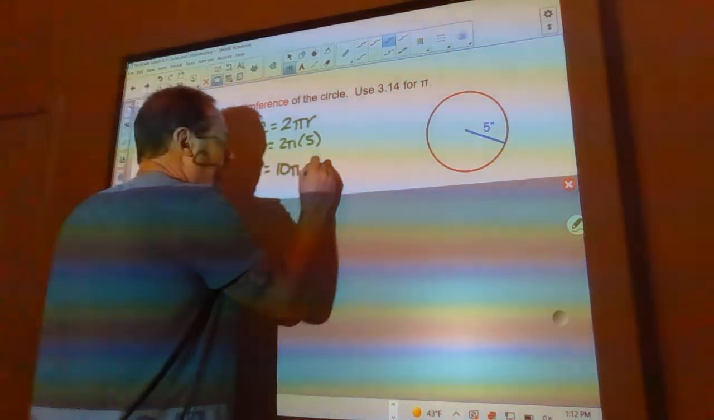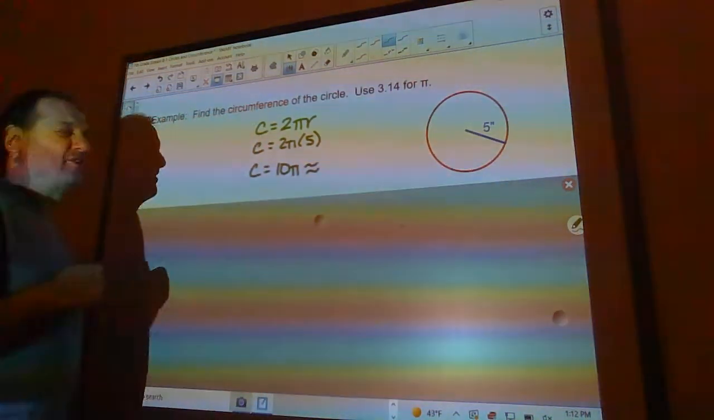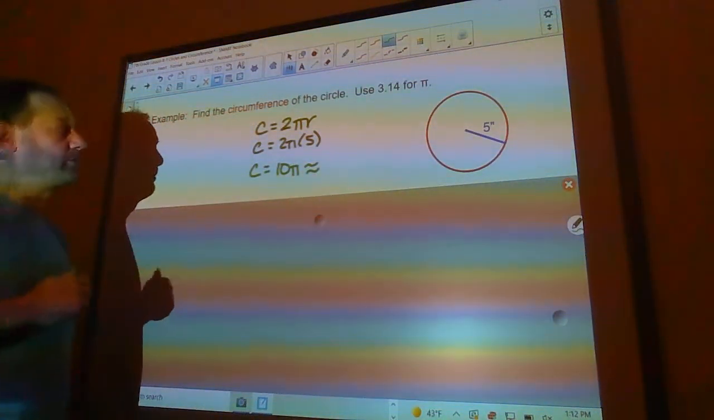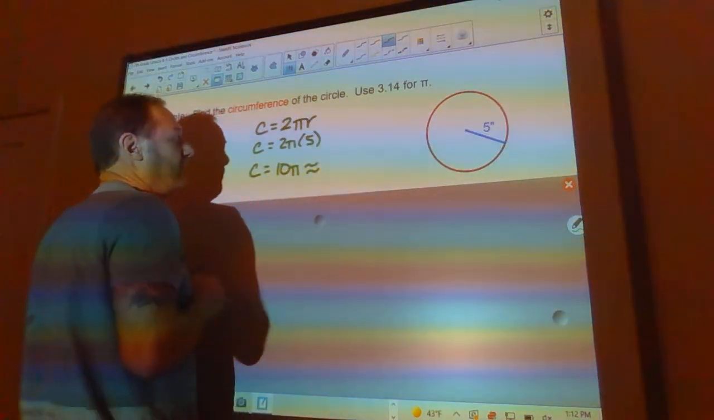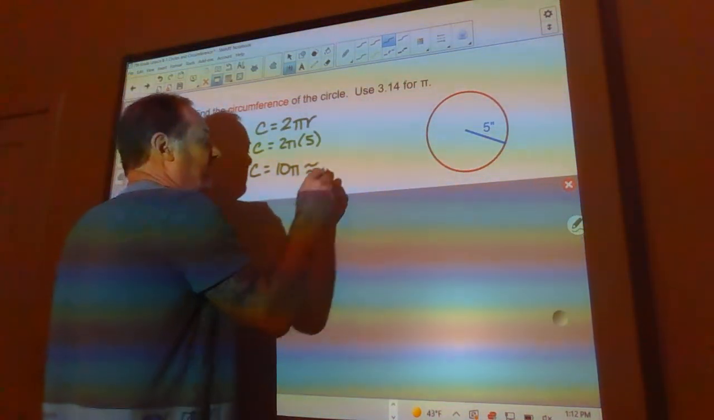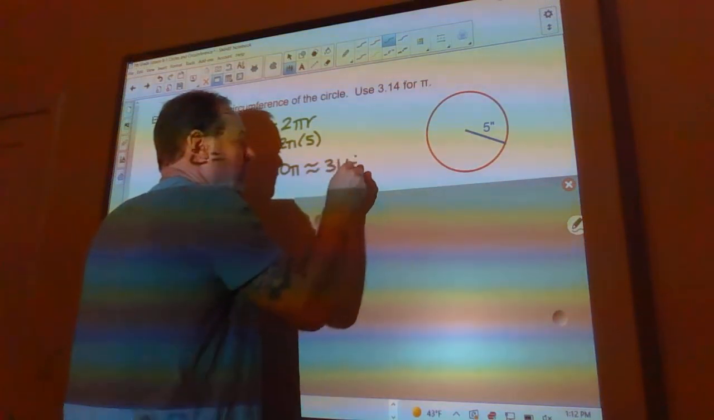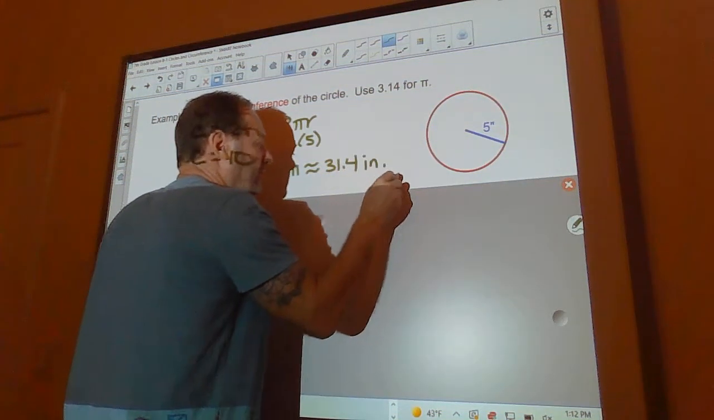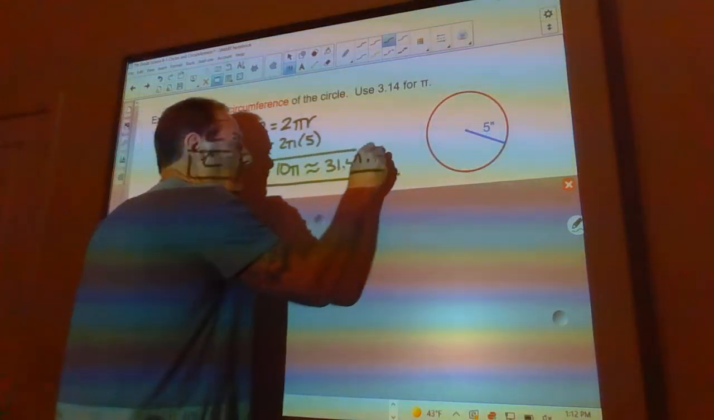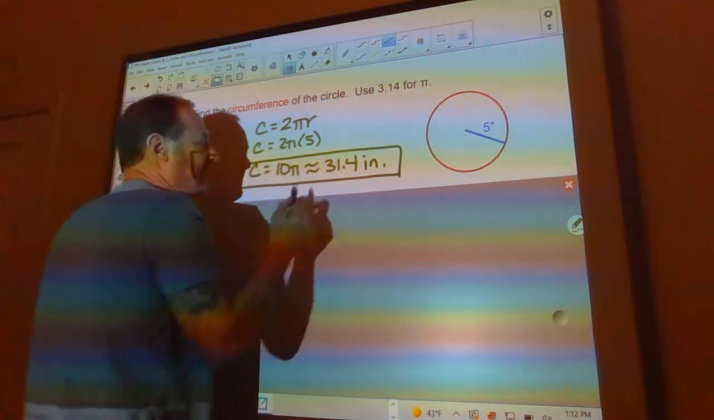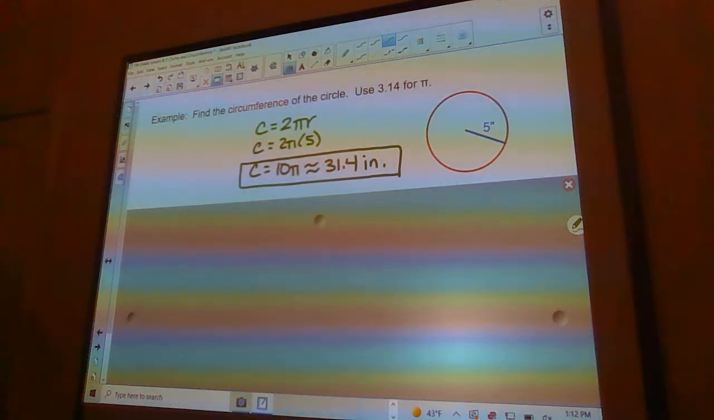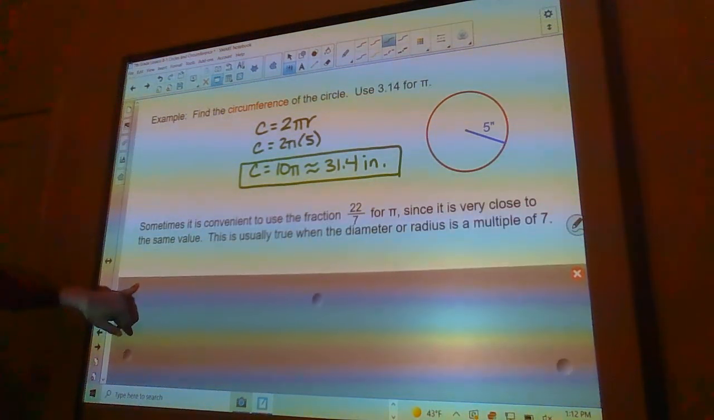But that's not usually the most useful answer. So it says here, use 3.14 for pi. So 3.14 times 10 would be 31.4 inches. And I always like to put down both the exact and the approximate answers. Kind of covers my bases.